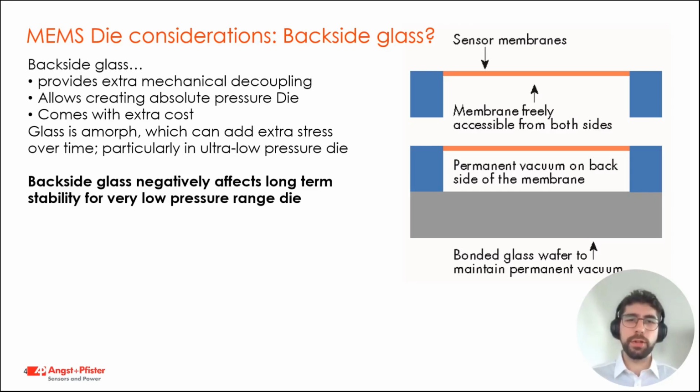This can then in turn lead to a long-term drift. This effect is usually negligible for higher pressure sensor die, but for low pressure die, which are much more sensitive, this can quickly become critical. One of the reasons long-term drift is especially critical on low pressure die is the difficulty to reset the offset.